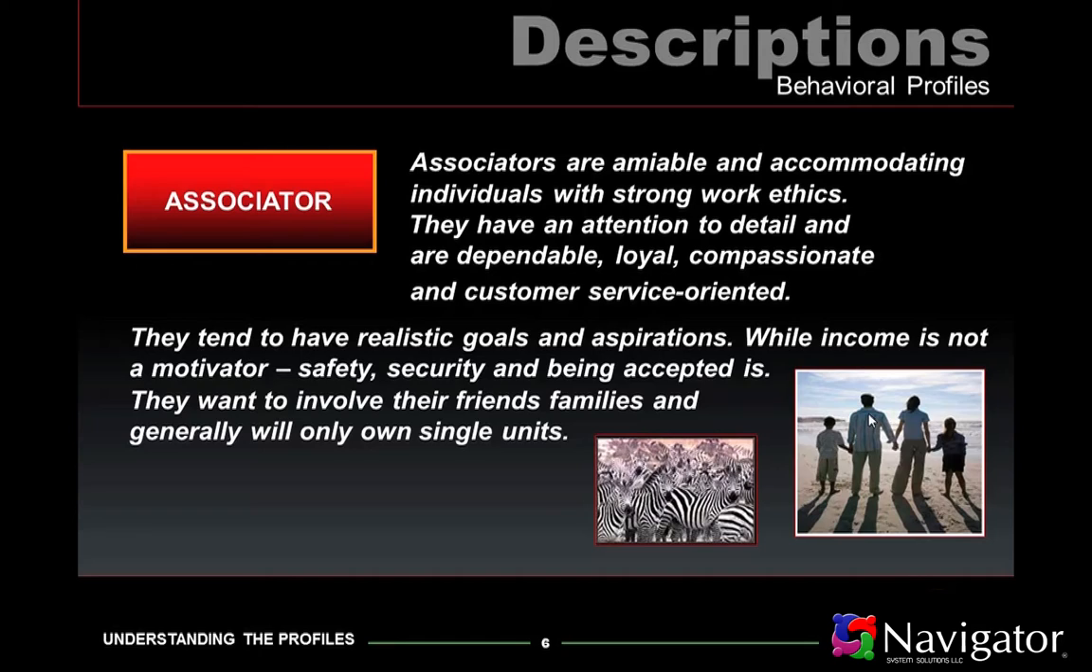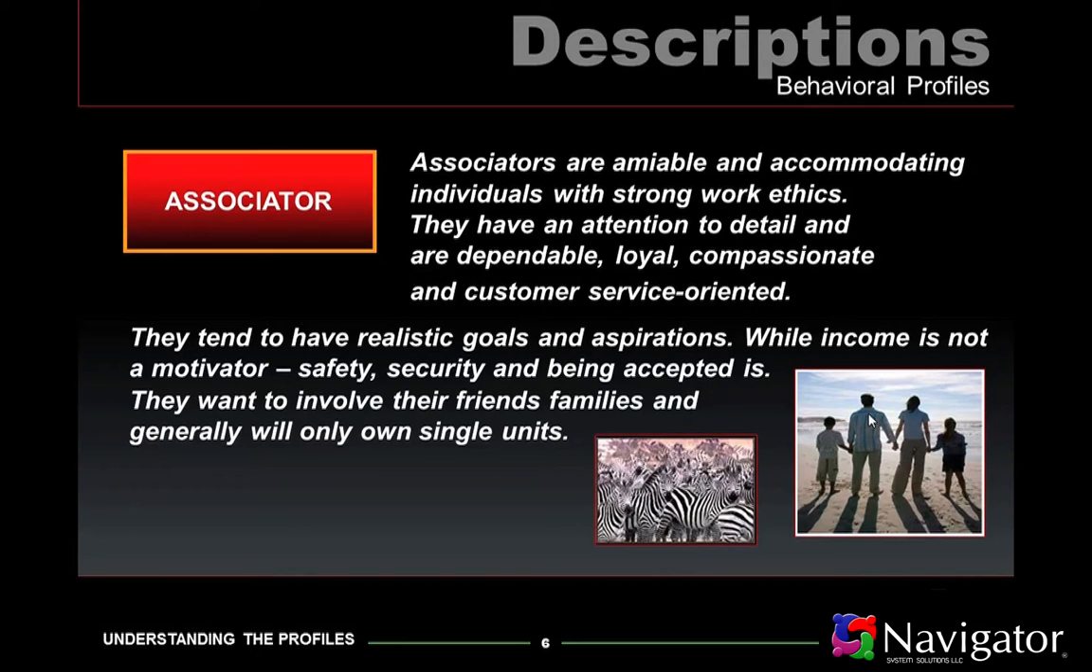They're also amiable. They're very accommodating. Very strong work ethics. Very strong attention to detail. They're dependable. They're loyal. They're compassionate. And they're very customer service oriented. So if you have the kind of business, or one of our clients has the kind of business where customer service is very important and the back office is very important, you want the associator back there. They tend to be very realistic in terms of their goals and their aspirations. Income is not a motivator.